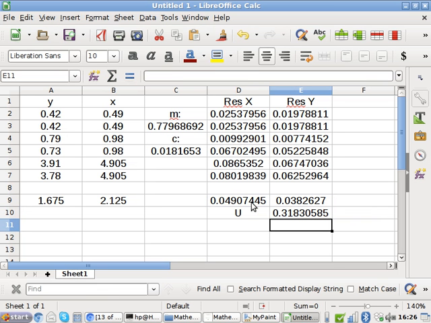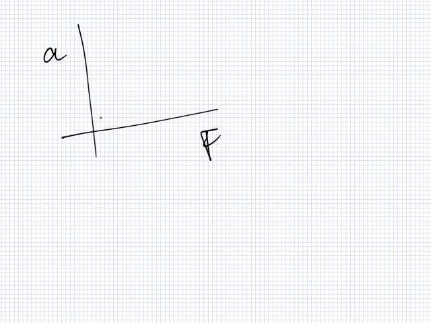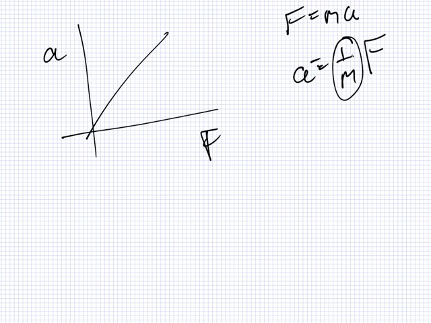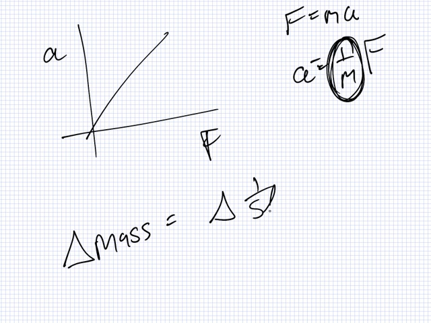Is that finished? No, because that's the uncertainty of the slope. But we don't use the slope in Newton's. What did we use? I think it was 1 over the slope. Because if you look at the graph, this is f and this is a. And if you have f equals ma, that's the same as a equals 1 over m f. So the slope is 1 over the mass. So the uncertainty in the mass is the uncertainty of 1 over the slope, which is the uncertainty of the slope to the power minus 1.